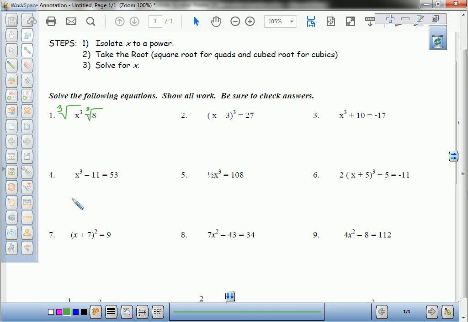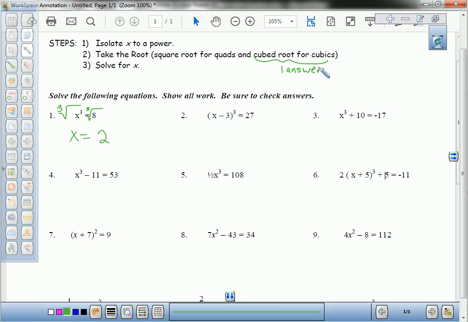Now 8 is actually a perfect cube. What number can we multiply times itself 3 times and get 8? 2. So this is simply x equals 2. Now, when we take cubed roots, we're just going to get one answer.